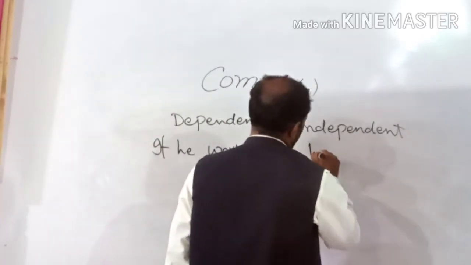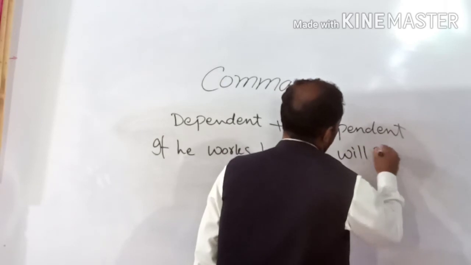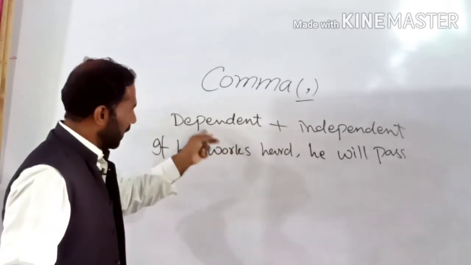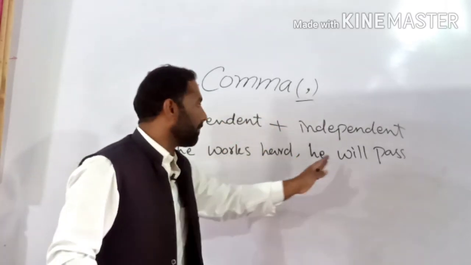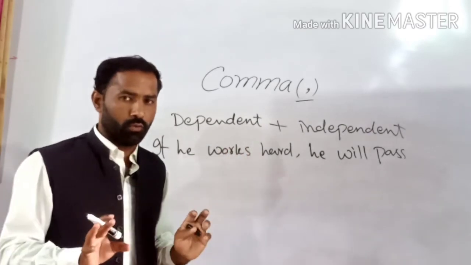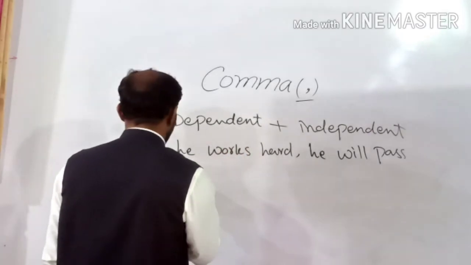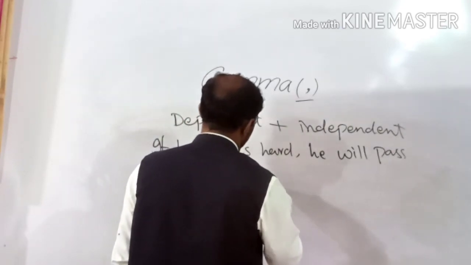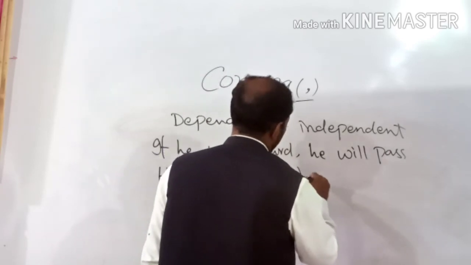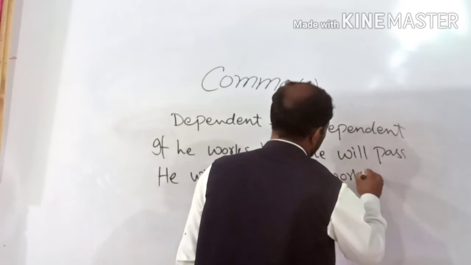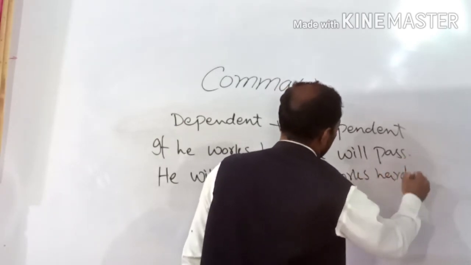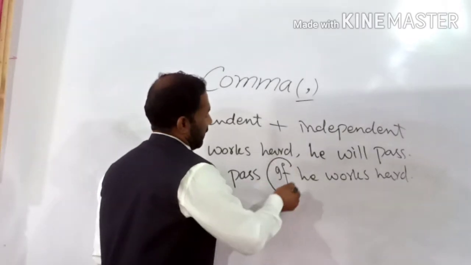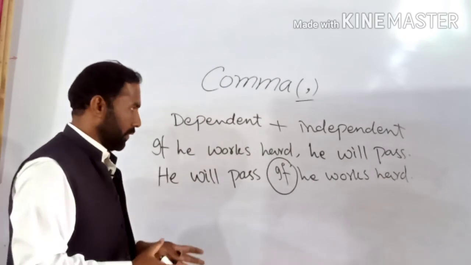He will pass. If we write the independent clause first and the dependent clause later, for example, I say that he will pass if he works hard, that time we would not use the comma. Here we are not using the comma because this is working as the conjunction if.